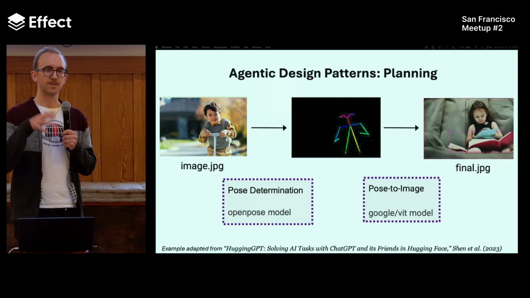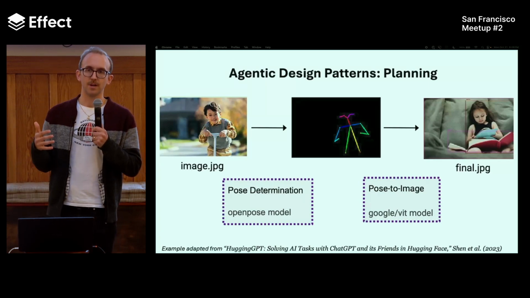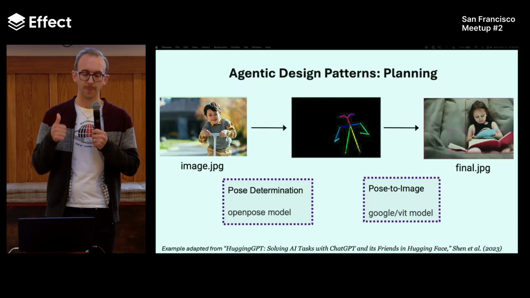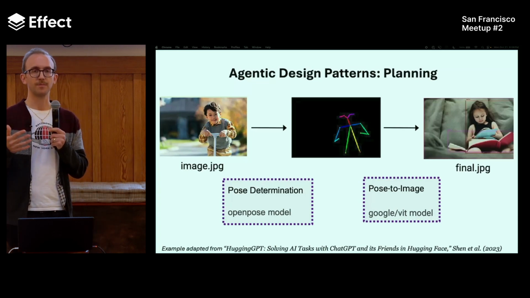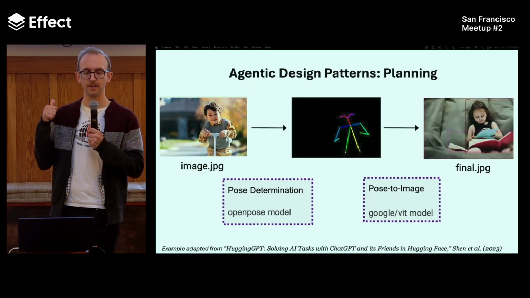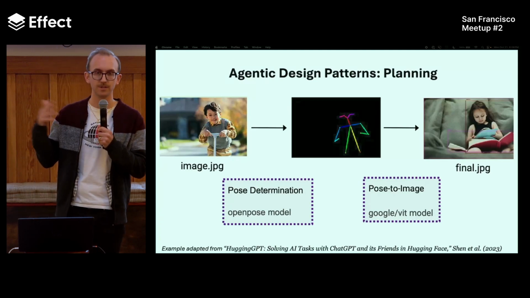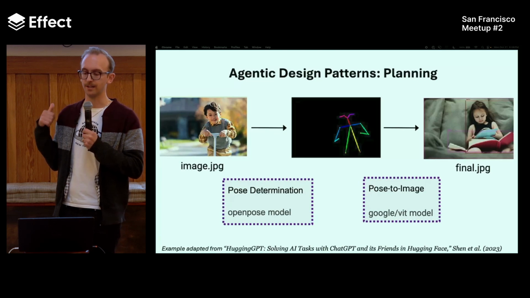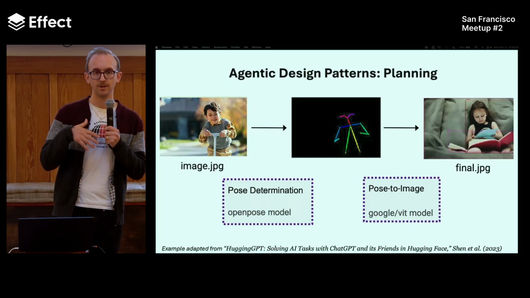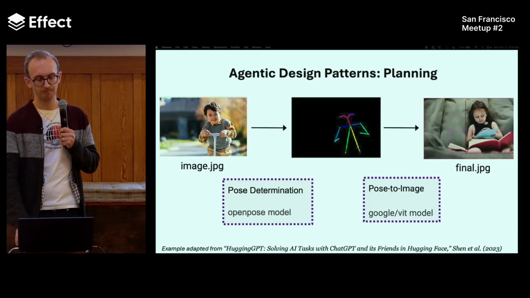And for each of those subtasks, the agent can use different tools to solve the problem. In this example, we're prompting the agent to generate a picture of a girl reading in the same pose as the boy on the scooter, right? The first thing the agent might do is generate a task to do a pose determination, followed by generating an image from that pose. And again, we can use different tools to solve these different tasks.